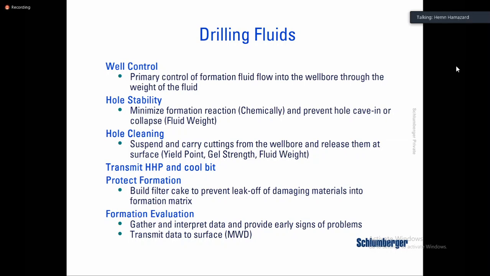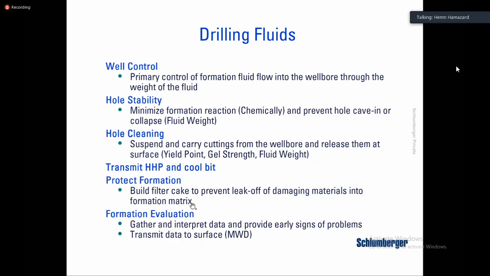For example, we are using PHPA, but if the PHPA, while drilling the target section, the reservoir section, goes into the formation, then it can damage your formation. But the mud particles create a filter cake just around the hole. It creates a layer they call the filter cake. If you have a proper filter cake, the damaging or unfriendly reservoir material cannot go inside the formation. Even if it goes there, it's not going to be a high amount.